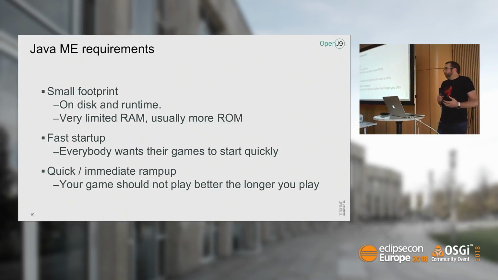And in the ME days, small footprint was really key. Those small phones didn't have much memory. Sometimes they had a lot more ROM than RAM, but it was a very small amount of memory, so you had to work in these small environments. You need a quick startup. It was mostly used for games. If your game took 2 minutes to load, you're not playing the game very often. And you also didn't want your game to get quicker the more you played. So you would want a very consistent startup and a very quick or immediate ramp up as well. That's one of the distinctions I'll talk about as we go on, the difference between startup and ramp up.